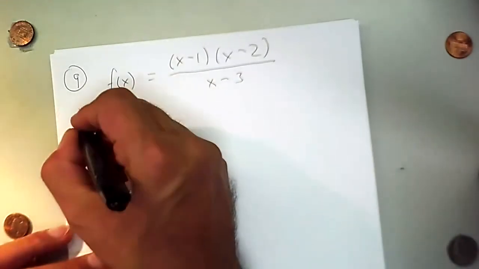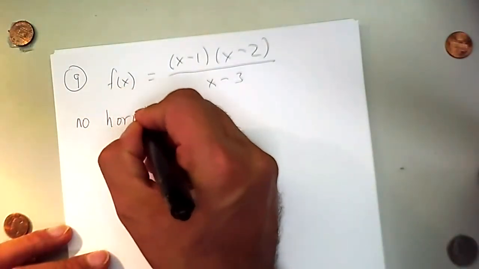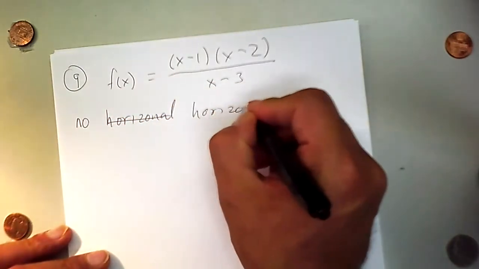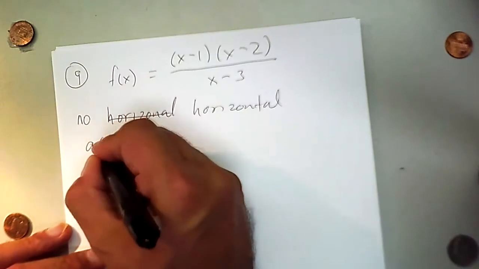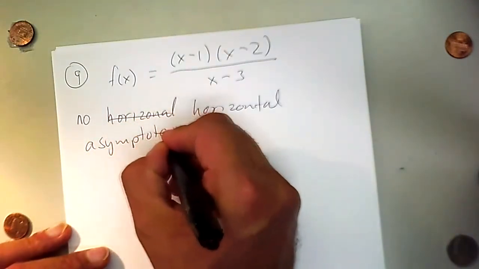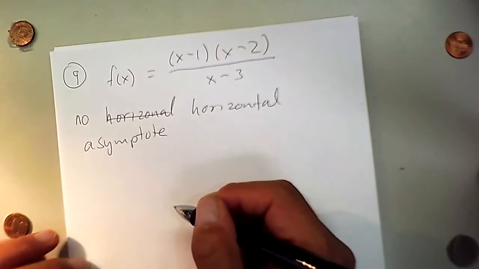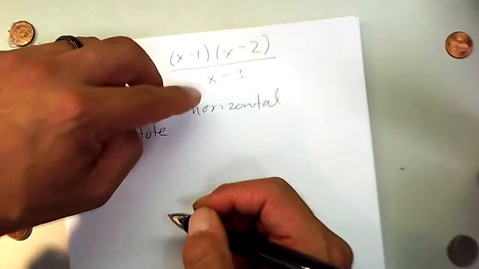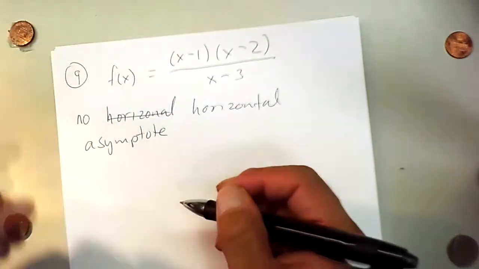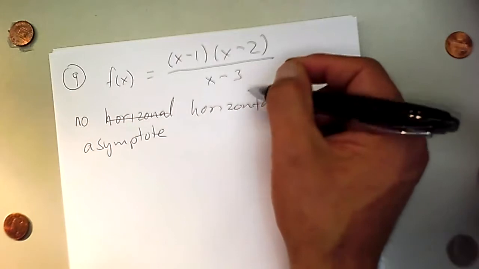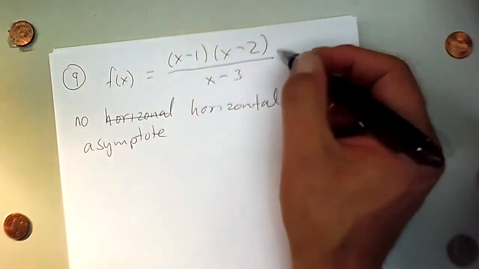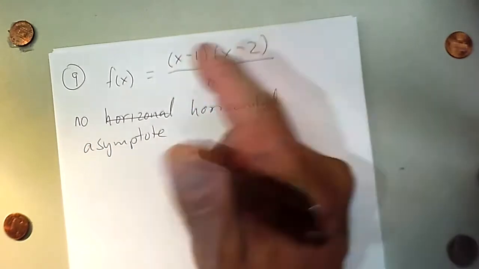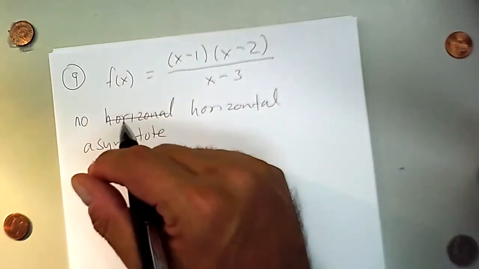Okay, so no horizontal asymptote. So we have to remember, when do we have a horizontal asymptote? When the degree is the same in numerator and denominator, or when the function is bottom heavy. So no horizontal asymptote. We do have an oblique asymptote because the numerator has degree 2 and the denominator has degree 1. This is complicated. It is, but it is a good thing.